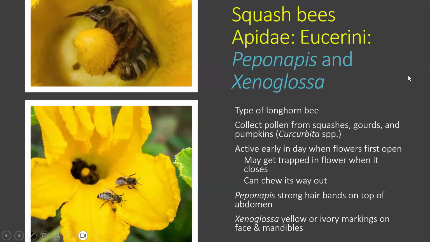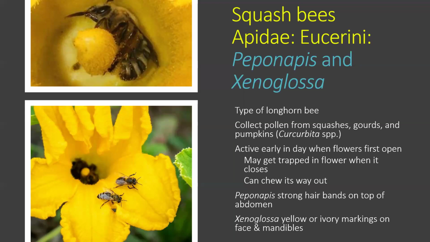Squash bees are going to be a type of longhorn bee. So they're in the family Apidae, still in the tribe Eucerini. And these ones are going to be in the genera Peponapsis and Xenoglossa. So these are going to be pretty specific as to what they collect their pollen from. You can probably guess from their name that that's going to be squash, gourds, pumpkins, anything that is going to be in that cucurbit group. And these are usually going to be very active early in the day when those flowers first open up. And they'll go down in there and they're kind of just hanging out and doing their thing.